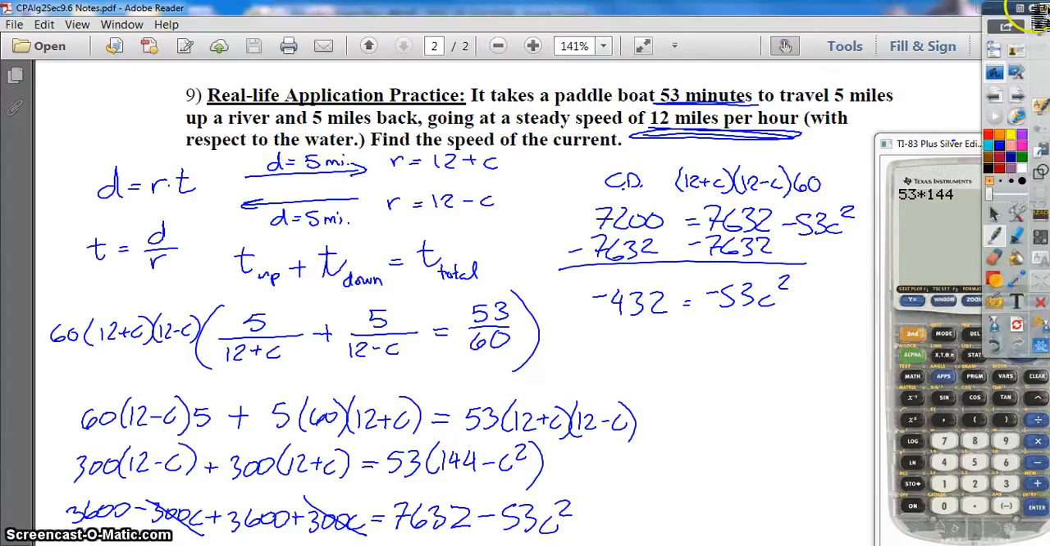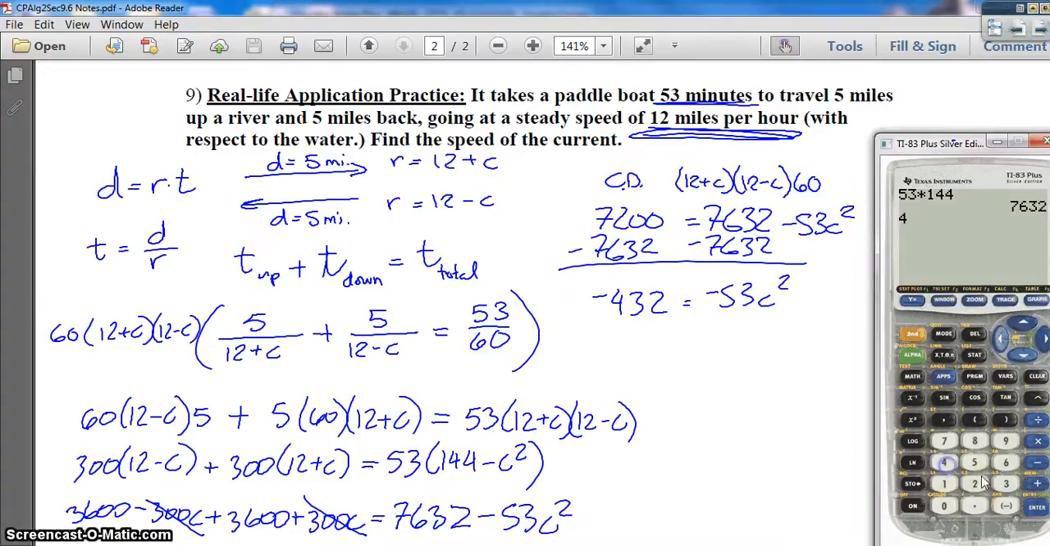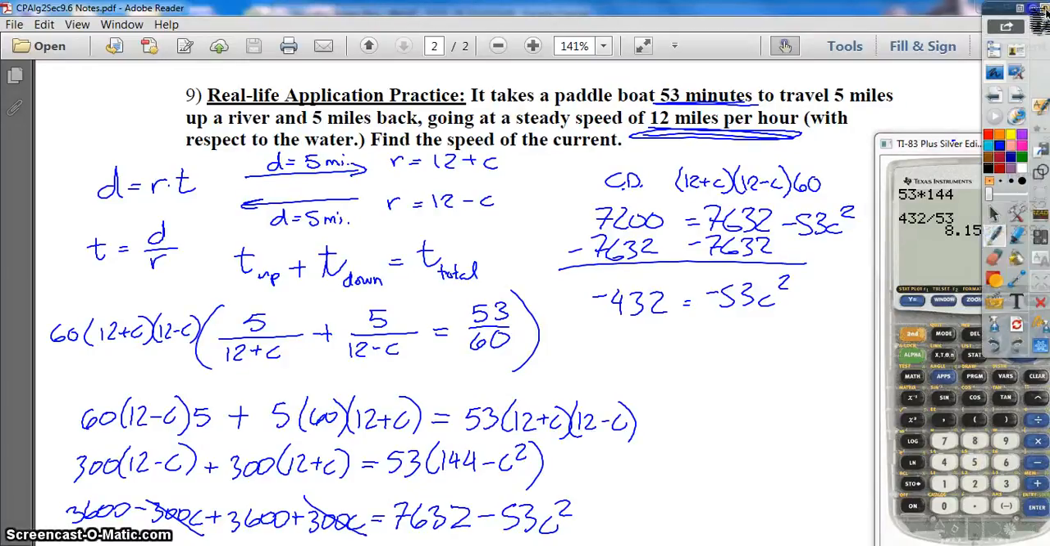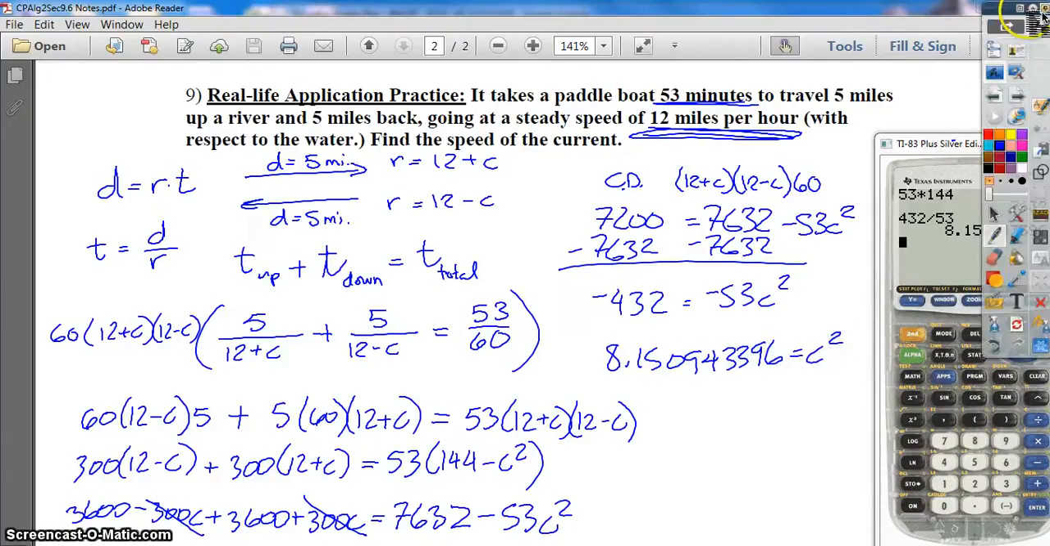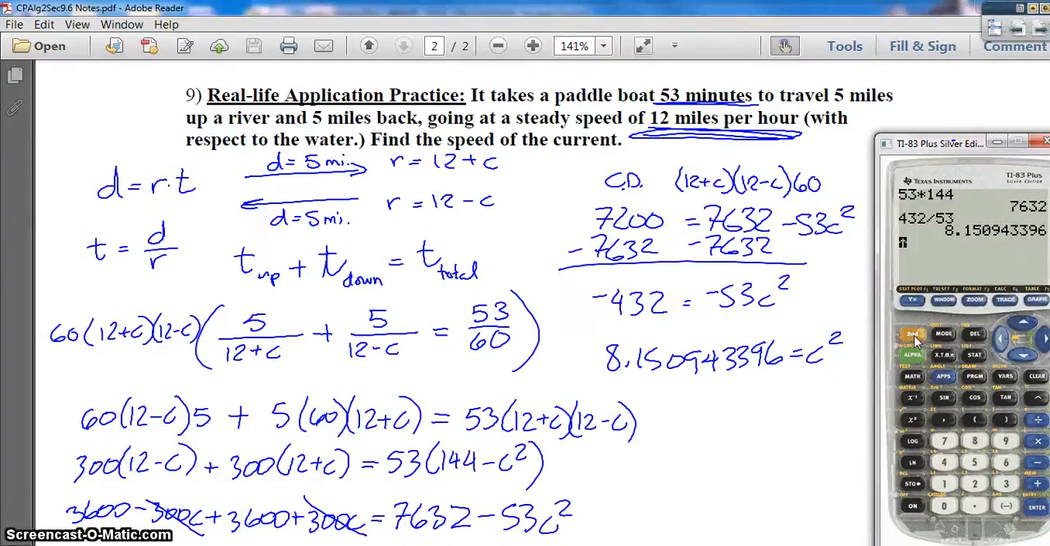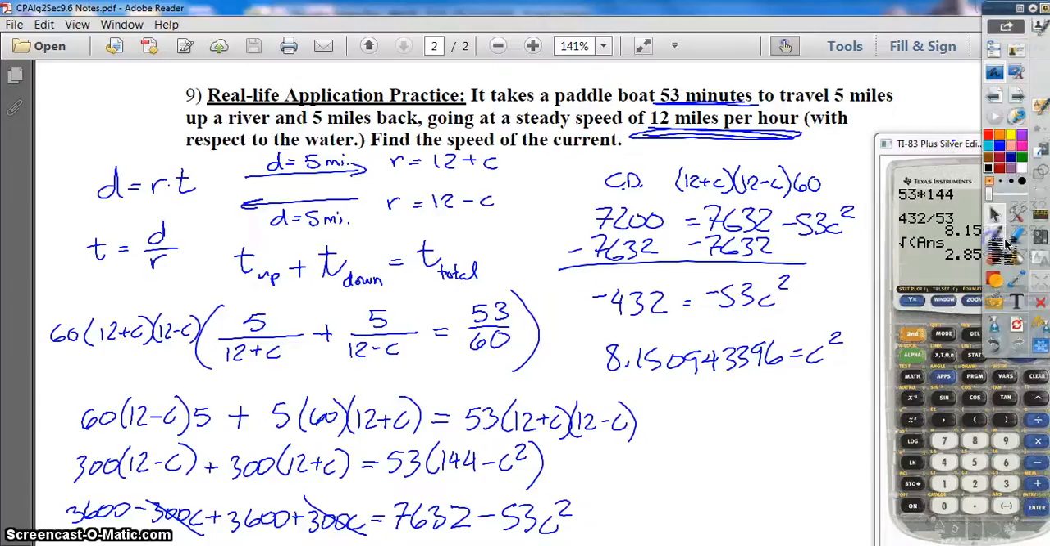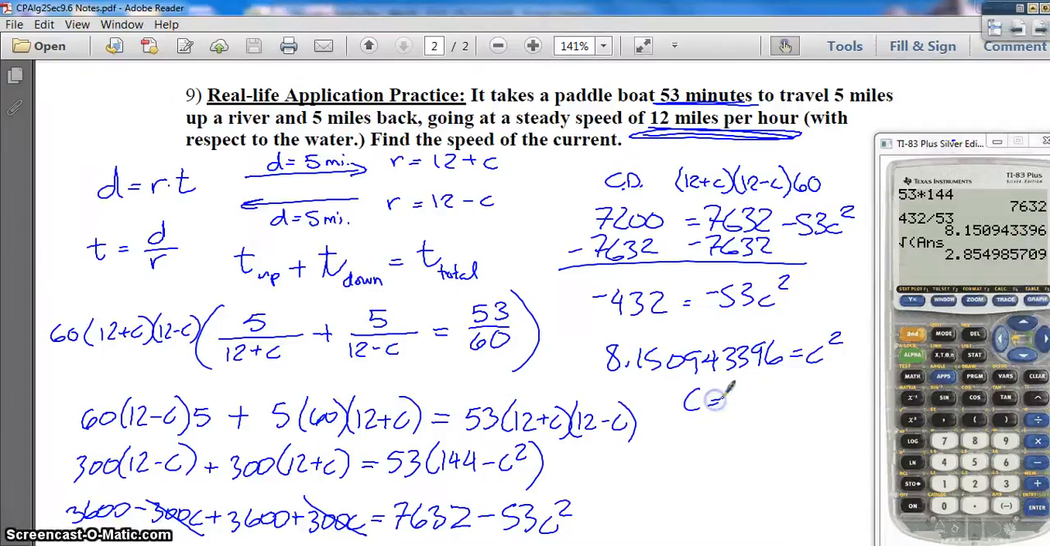I need to divide that now. So I got 432 divided by 53, because negative divided by negative is positive. No sense in typing that in. I'm going to get 8.15 and so on. 0.943396 equals C squared. I need to take the square root of that. And it looks like we're getting, for C, plus or minus 2.854985709.